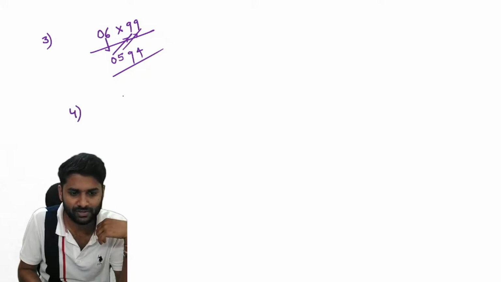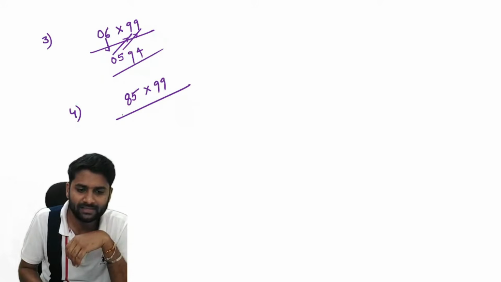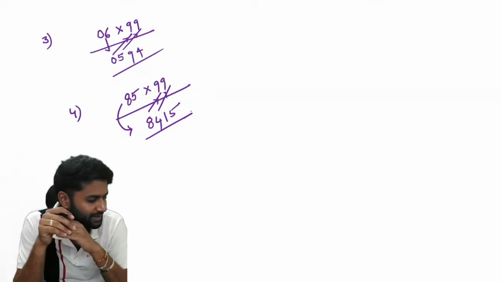Let me take one more question. 85 is multiplied with 99. Now consider the previous digits. 85's previous number is 84. 8 becomes 9, 1 unit. 4 becomes 9, 5 units. So here the resultant is 8450.